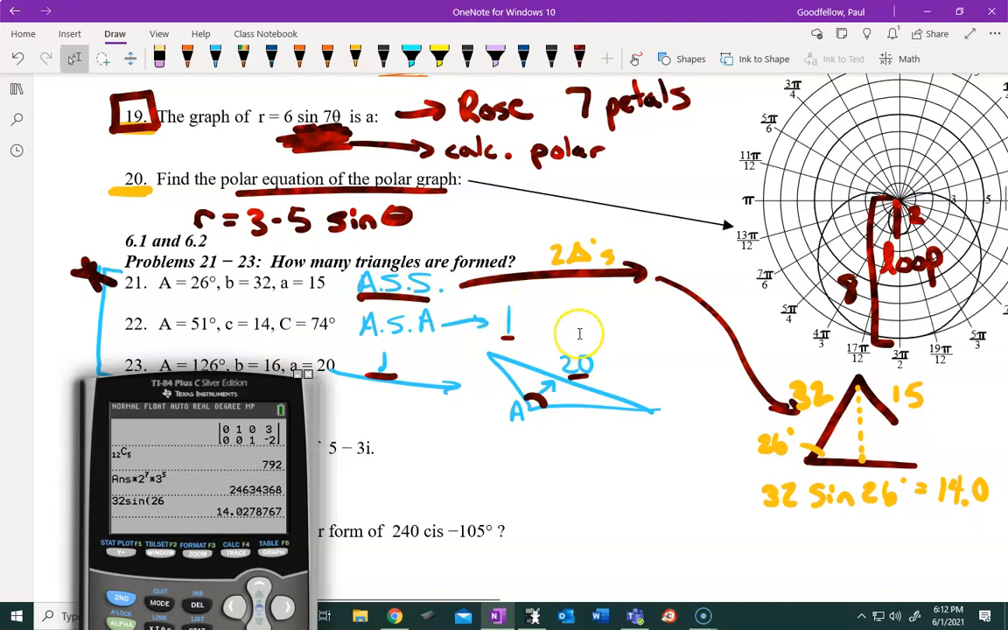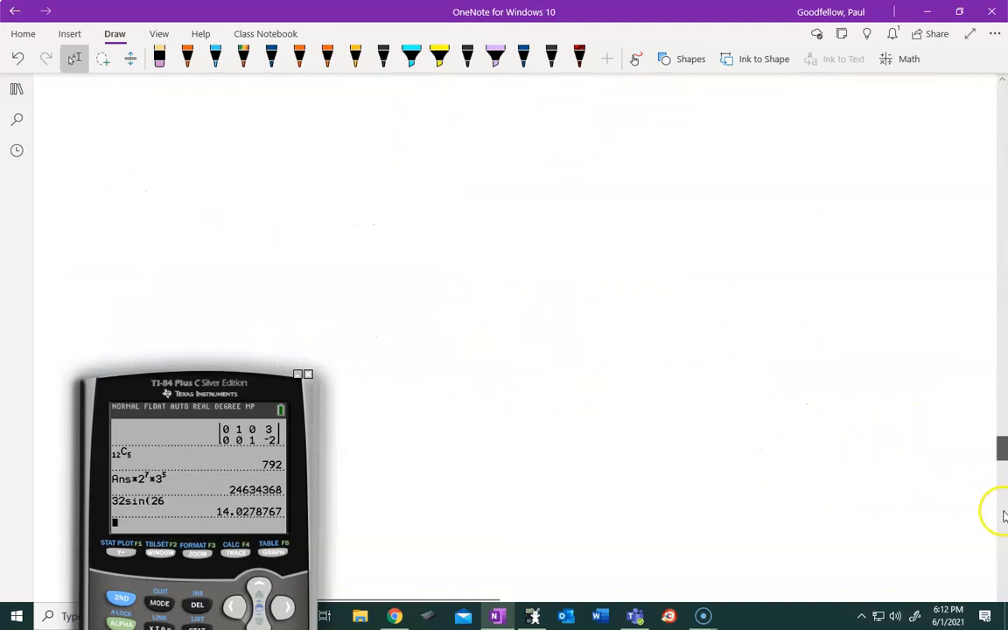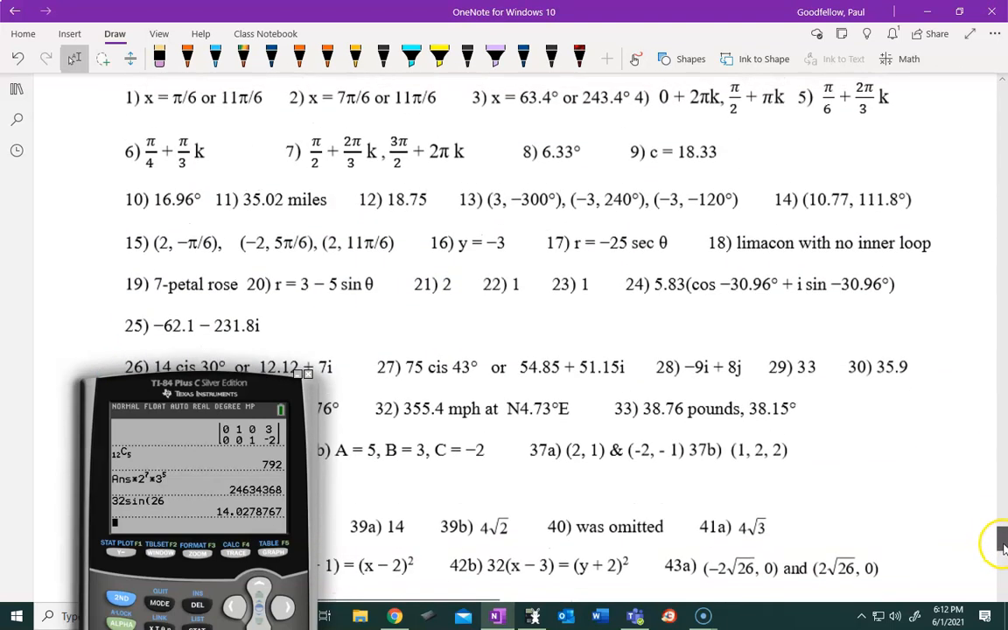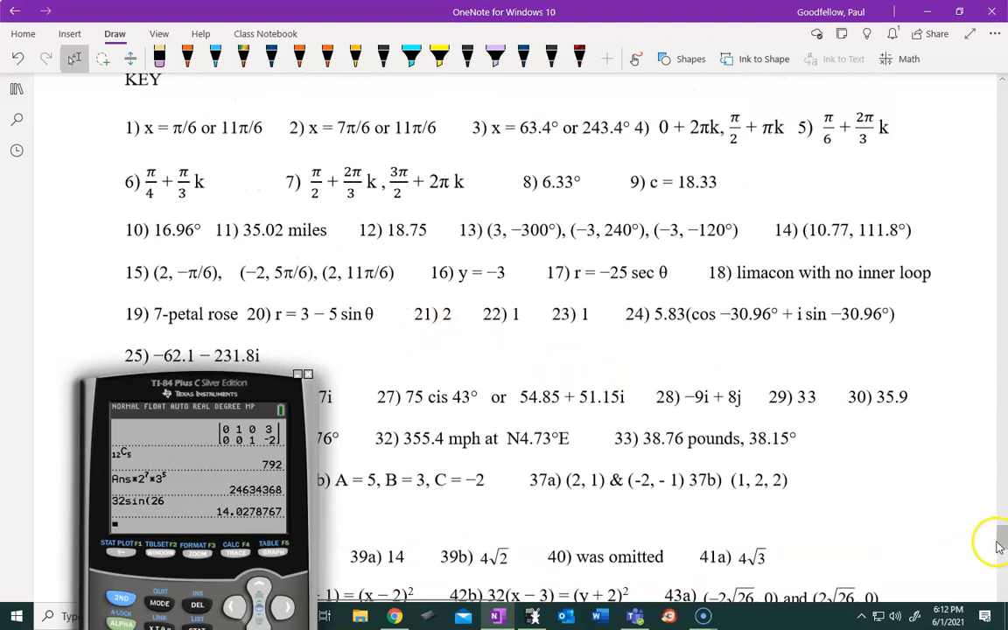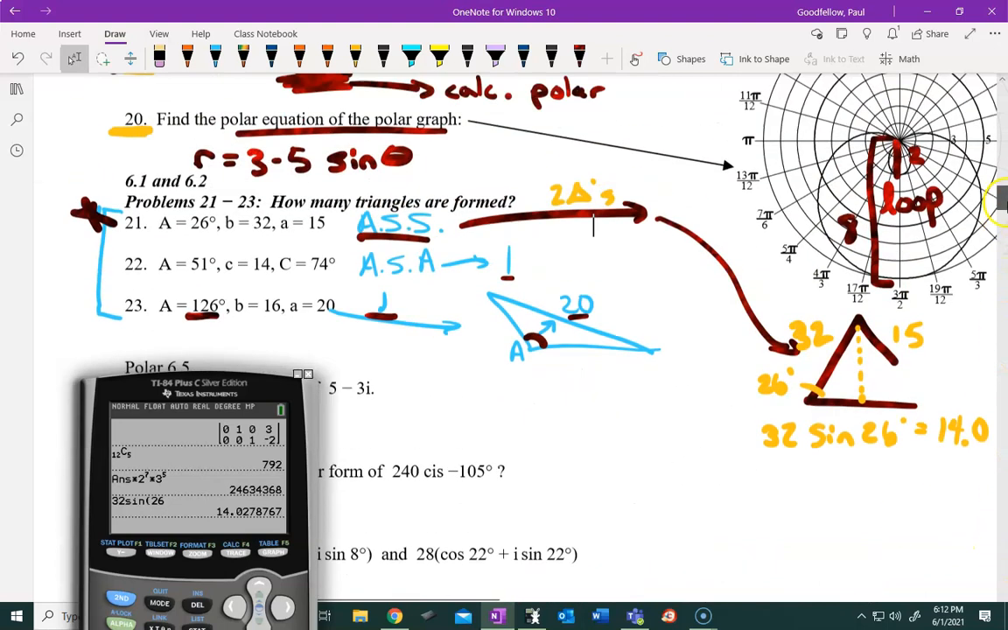And we can check that answer down here, number 21, and make sure that we did that right. 21 says 2 triangles. Look at you. You're doing pretty good today.